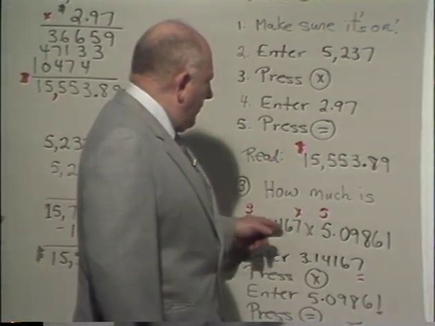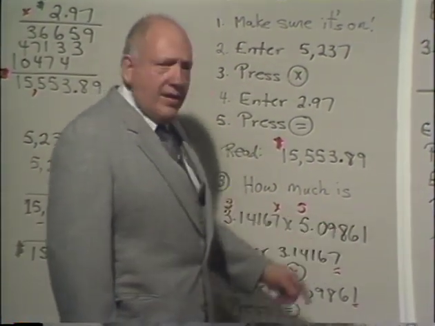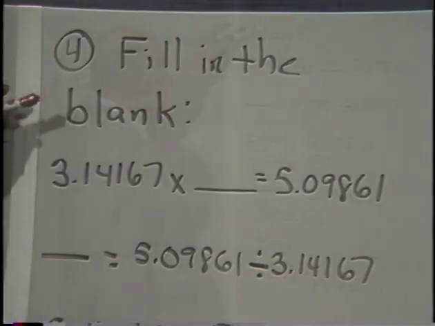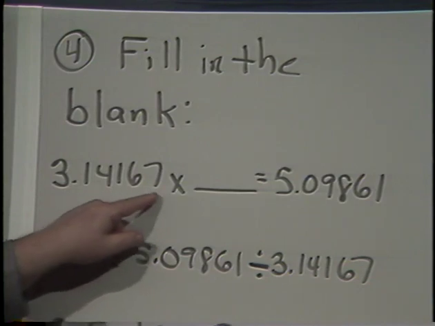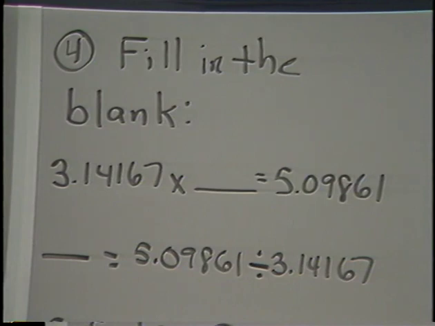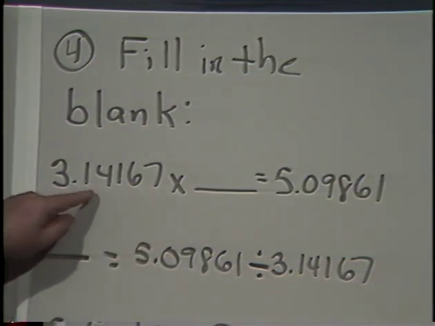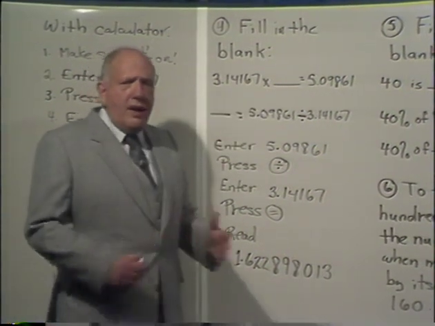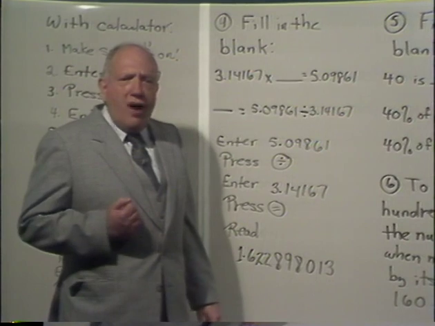What I'm going to do is to put the 5.09861 on the other side of an equal sign. And the problem is going to become, fill in the blank, 3.14167 times blank equals 5.09861. Now you see what makes this problem tough with the calculator is you can enter the 3.14167, you can enter the times sign, then you come running up to the instructor and say, hey, something's wrong with my calculator, there's no blank on it.